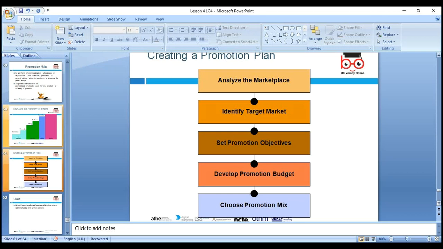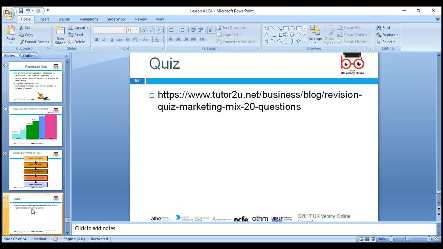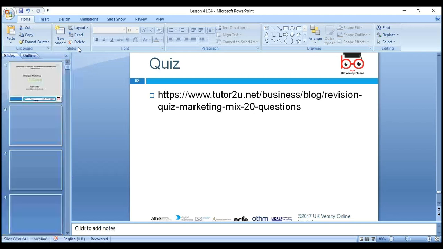Developing the promotional budget: yes, we need to draw up the budget. How much is the promotional budget? Then choose the promotion mix, the different promotional channels we use: advertising, selling, or sales promotion. And I copied the link for you to do a quiz on the marketing mix to further enhance your understanding.